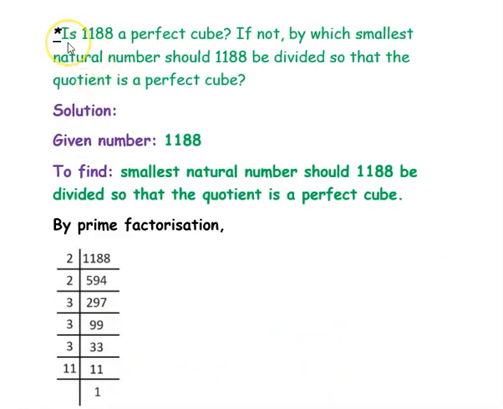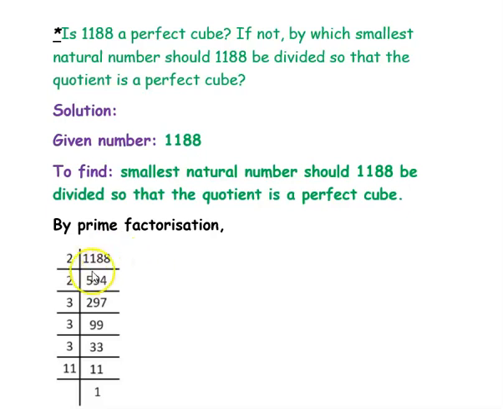Let's see the next example: is 1,188 a perfect cube? If not, by which smallest natural number should 1,188 be divided so that the quotient is a perfect cube? We have to follow the same steps. First we find the prime factorization, then we find the factors. Then from the factors we can decide the smallest number to divide by.